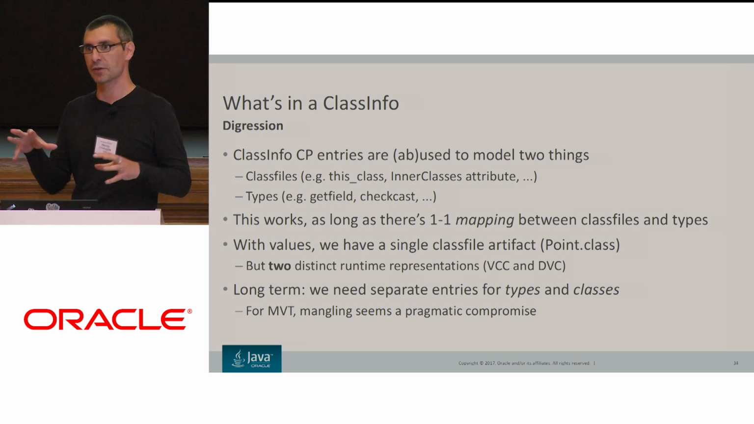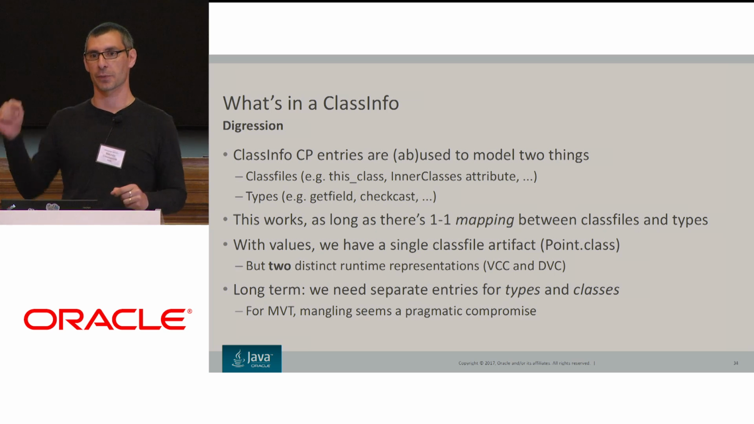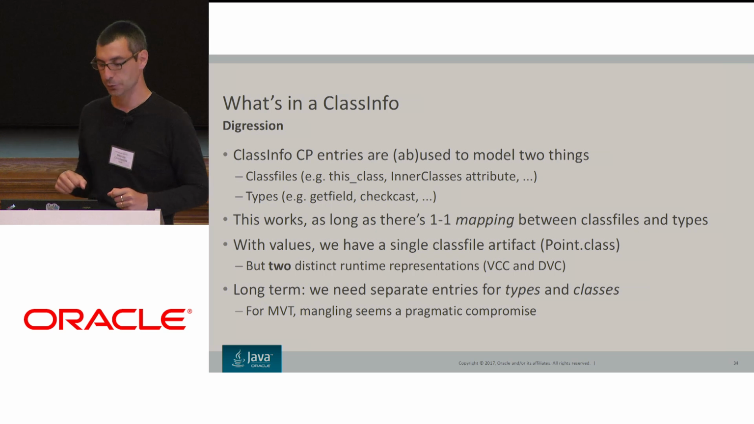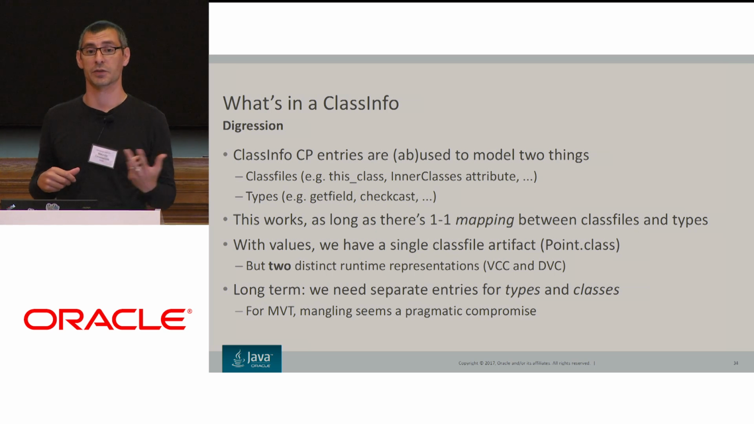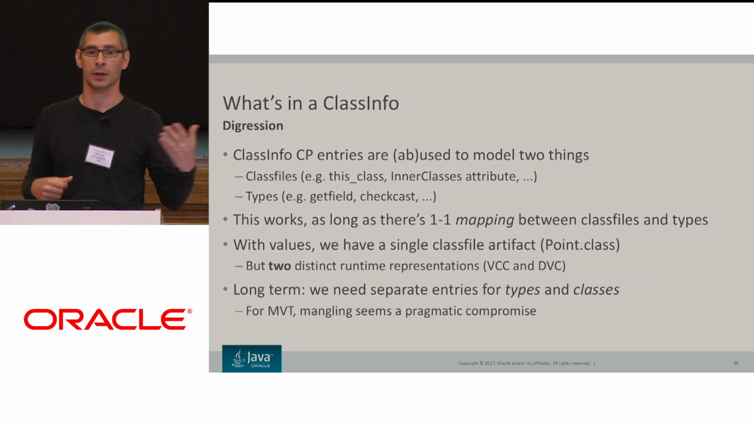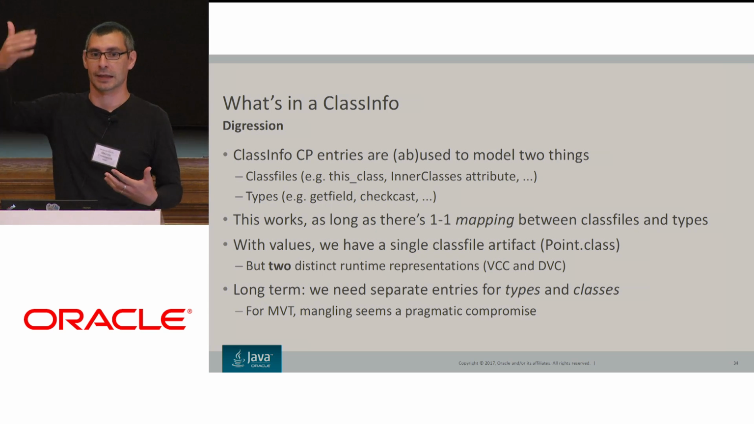But if you start having features that produce multiple runtime representations from a single class file, then you run into a problem because you have an ambiguity. What does your class info mean? Does it mean the box version, the reference version? Does it mean the class file?